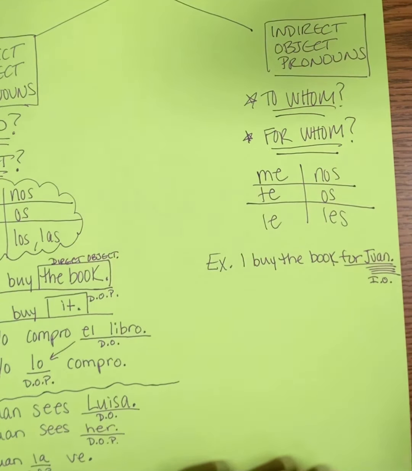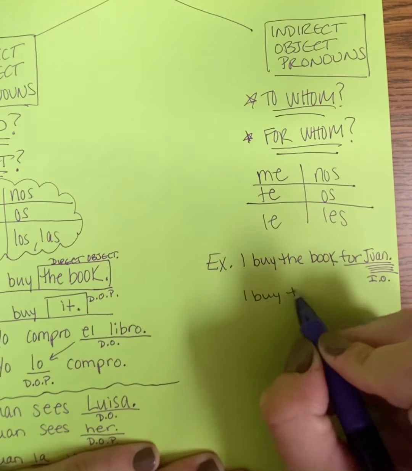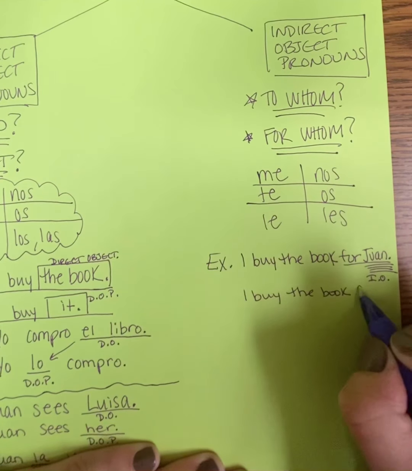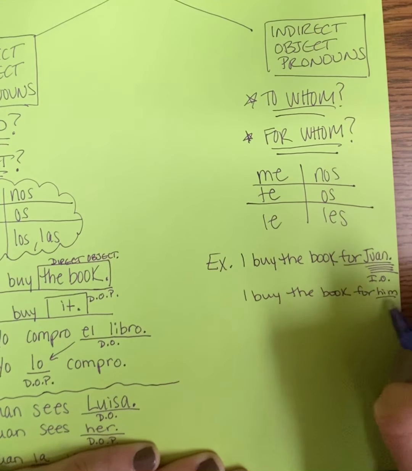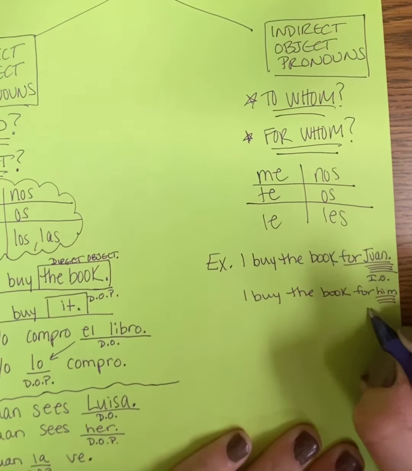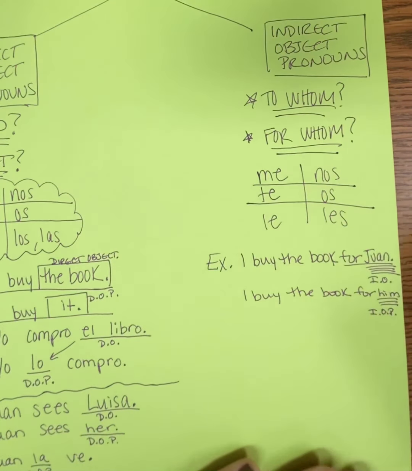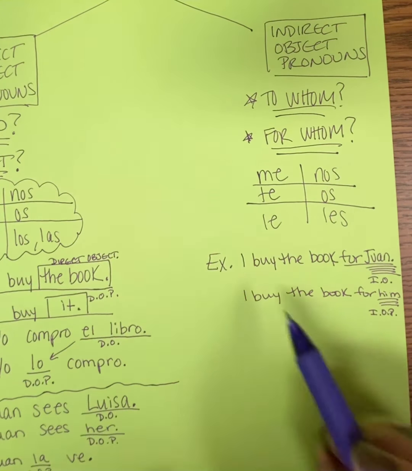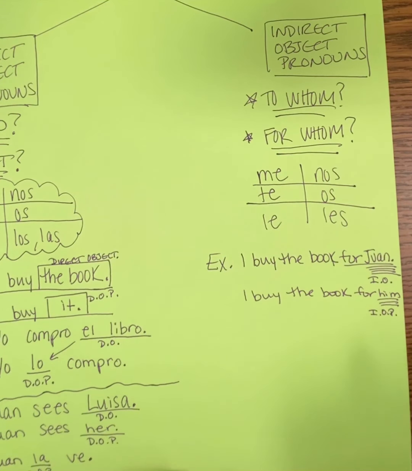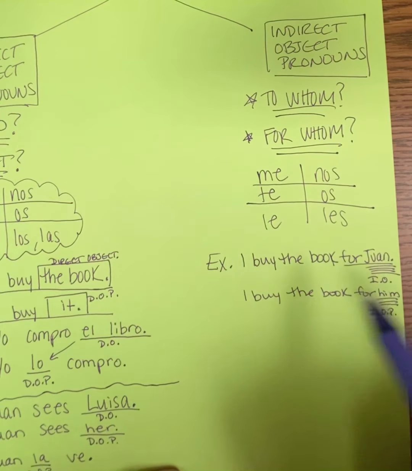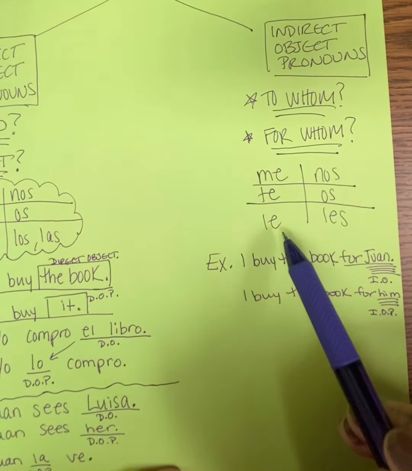He's not a pronoun yet because we didn't say him, but Juan himself here in this sentence is the indirect object. Now, if I wanted to put that into an indirect object pronoun, I would say I buy the book for him. And him becomes our indirect object pronoun because we replaced Juan with him. Okay? So same idea here. We're going to take care of the him up here. Where does he usually fall? He, him, etc. will fall right here. Le.